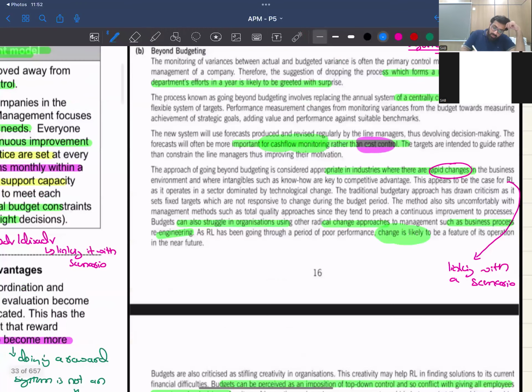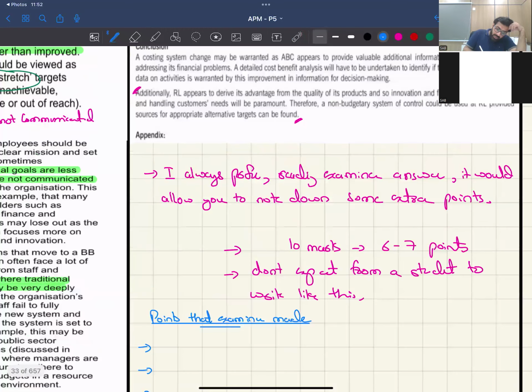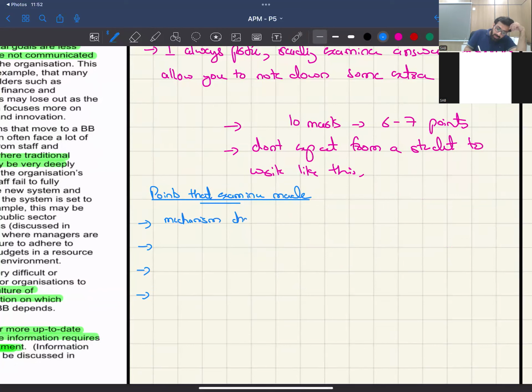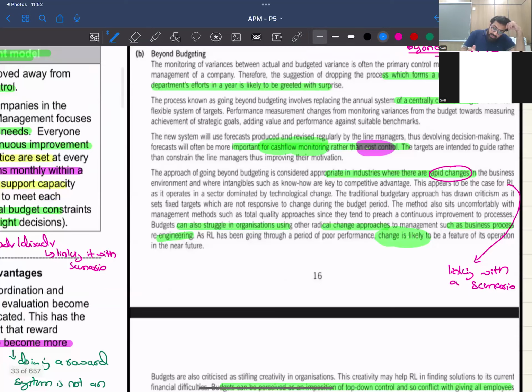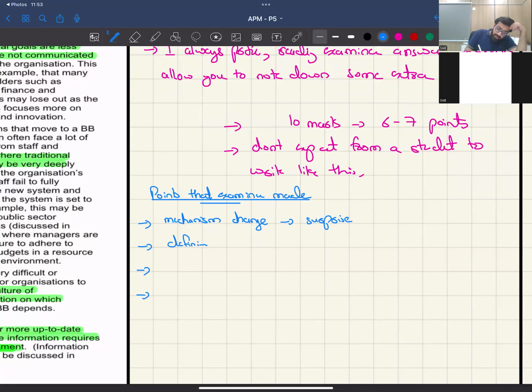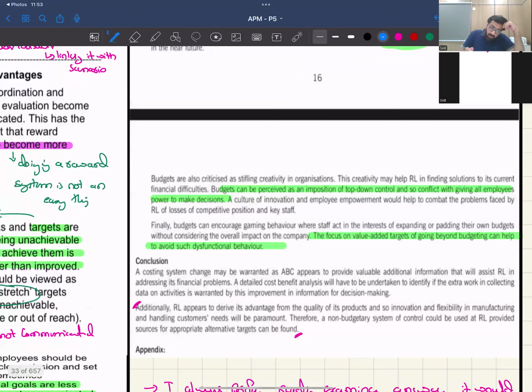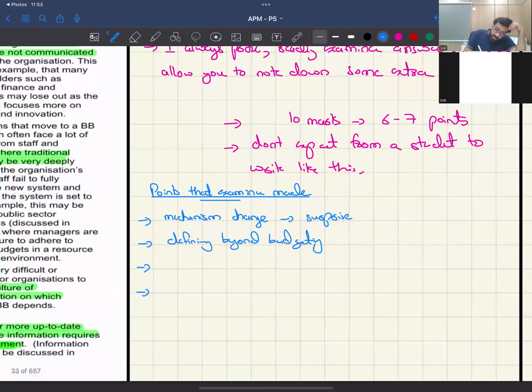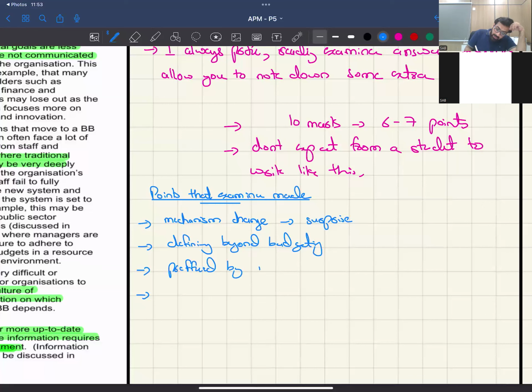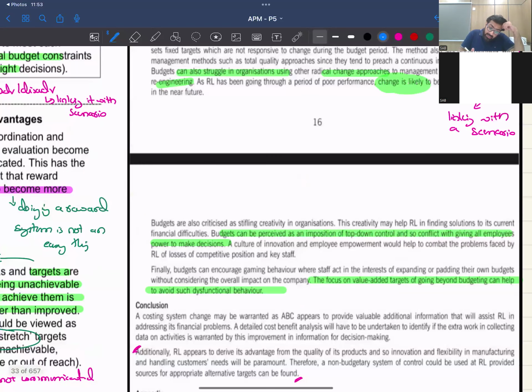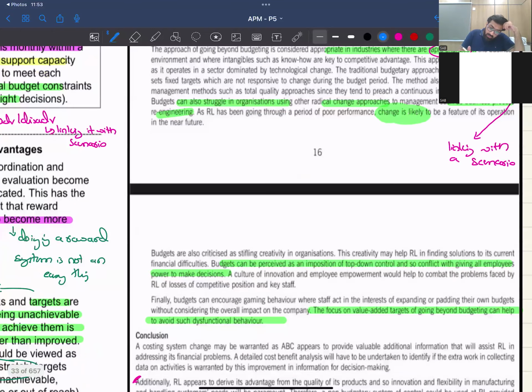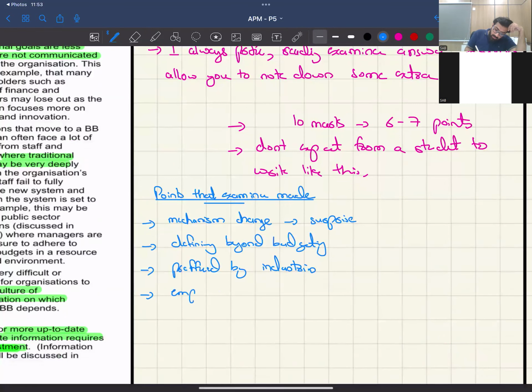What are those? It's simple. Mechanism change: the first point was that you are thinking of changing a mechanism, so it will lead you towards surprise, right? The second is defining beyond budgeting. He defined beyond budgeting in the second para, right? Similarly, preferred by industries, he wrote on that. Then pros and cons, evaluation: you are writing something good, and then he started criticizing these budgets, right? Empowering employees, right?